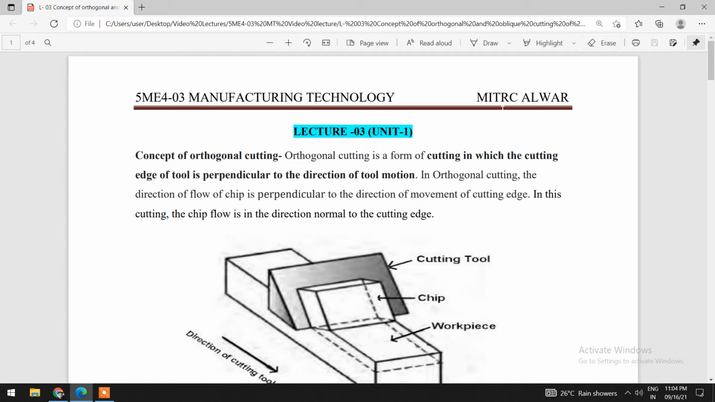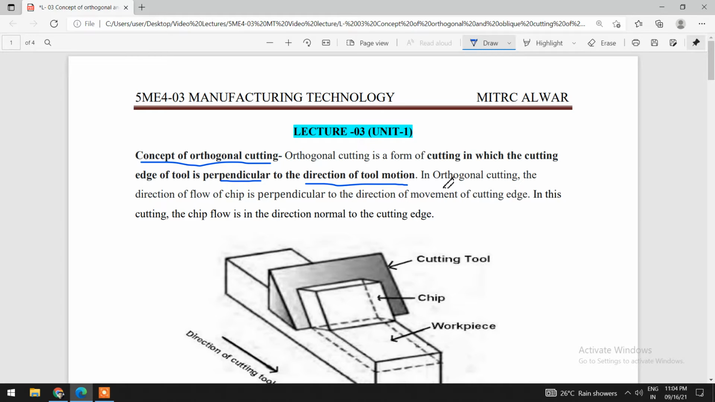Hello friends, in this lecture we will discuss the concept of orthogonal cutting. Before starting this topic, let us define orthogonal cutting. Orthogonal cutting is a form of cutting in which the cutting edge of the tool is perpendicular to the direction of tool motion. So the cutting tool should be perpendicular to the direction of tool motion. It makes a 90-degree angle to the axis of the tool motion.